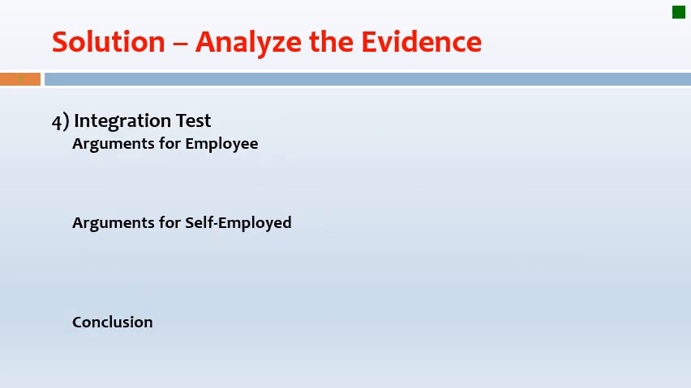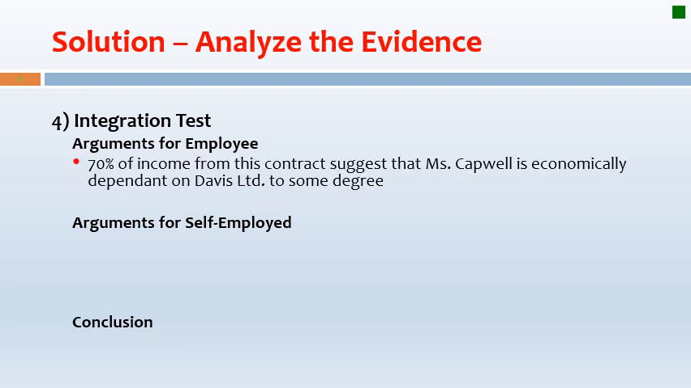The fourth and final test we'll consider is the integration test, in which we determine just how integral the individual is to the business. In this particular case, Ms. Capwell earns 70% of her income from this contract, which suggests she could have a high level of economic dependence on Davis Limited. If she were to lose this contract, she'd be down to 30% of her income, and it's difficult to say whether or not Davis Limited could be easily replaced.